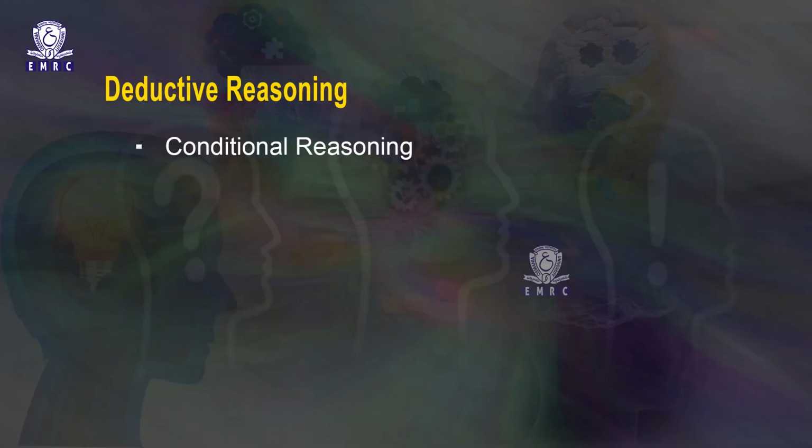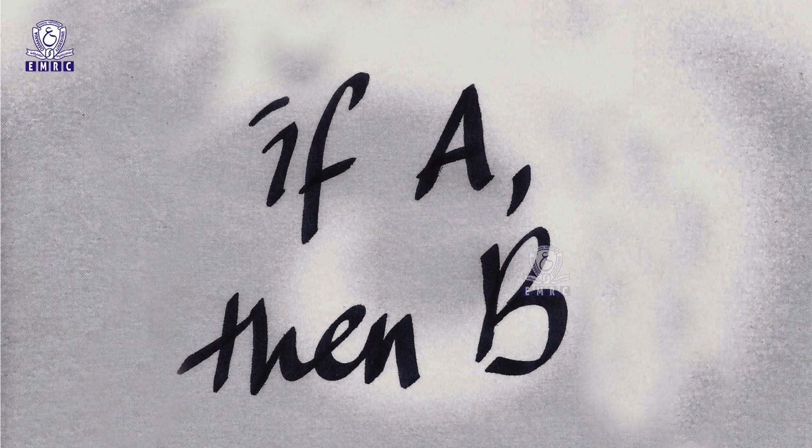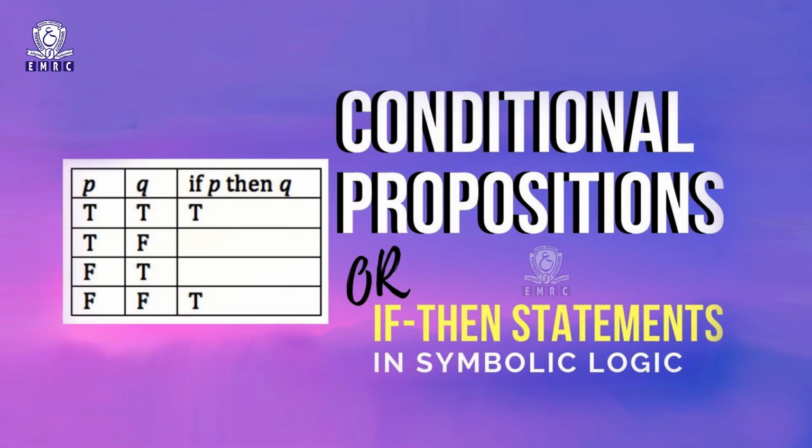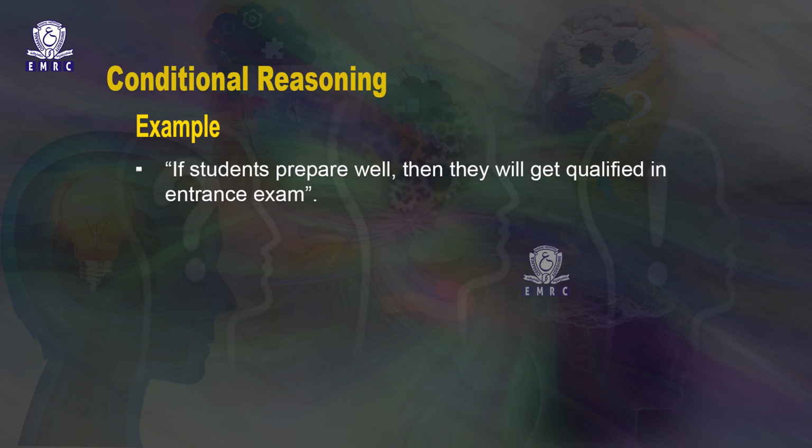Now, within deductive reasoning, there are two kinds. The first, I would say, is conditional reasoning. In conditional reasoning, the reasoner must draw a conclusion based on an if-then proposition. The conditional if-then proposition states that if antecedent condition P is met, then consequent event Q follows. For example, if students prepare well, then they will get qualified in entrance exam. If-then proposition. So, if you have established a conditional proposition, then you may draw a well reasoned conclusion.